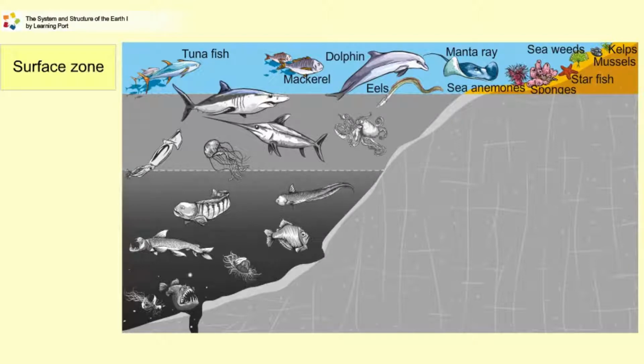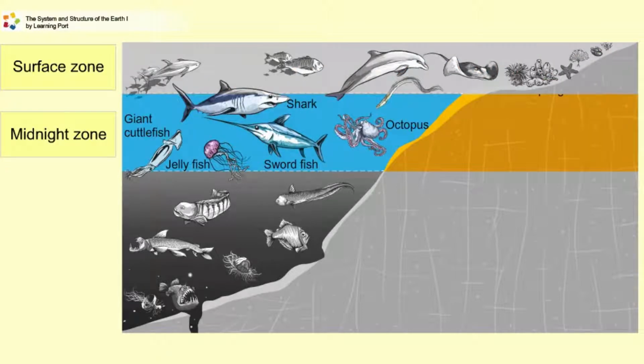In the surface zone, the water is very shallow and light can penetrate it. This makes it suitable as a habitat for plants. The midnight zone has little or no light. It is difficult for plants to live at this depth, but this level of depth becomes the habitat for large marine animals, such as giant squids and various species of whales.